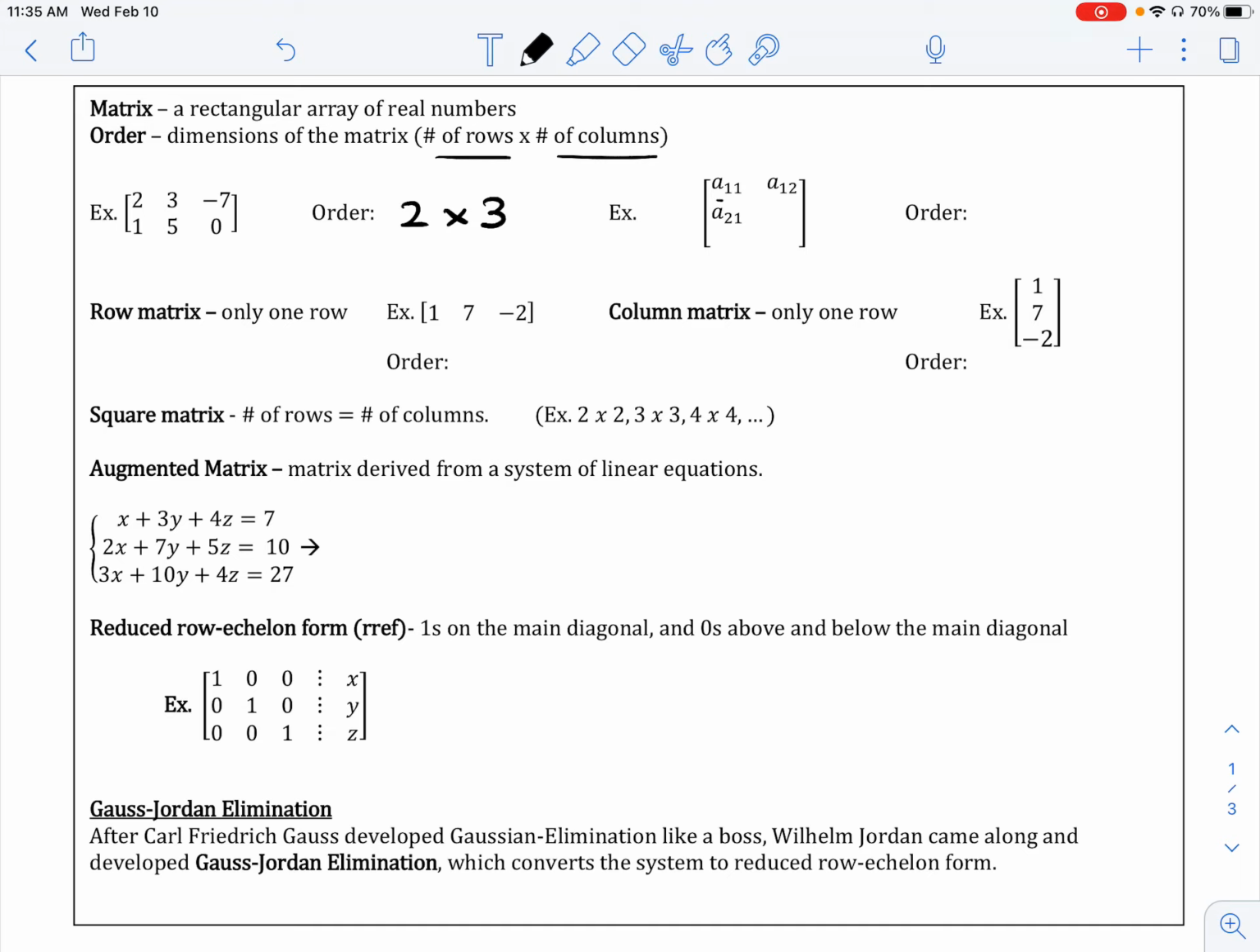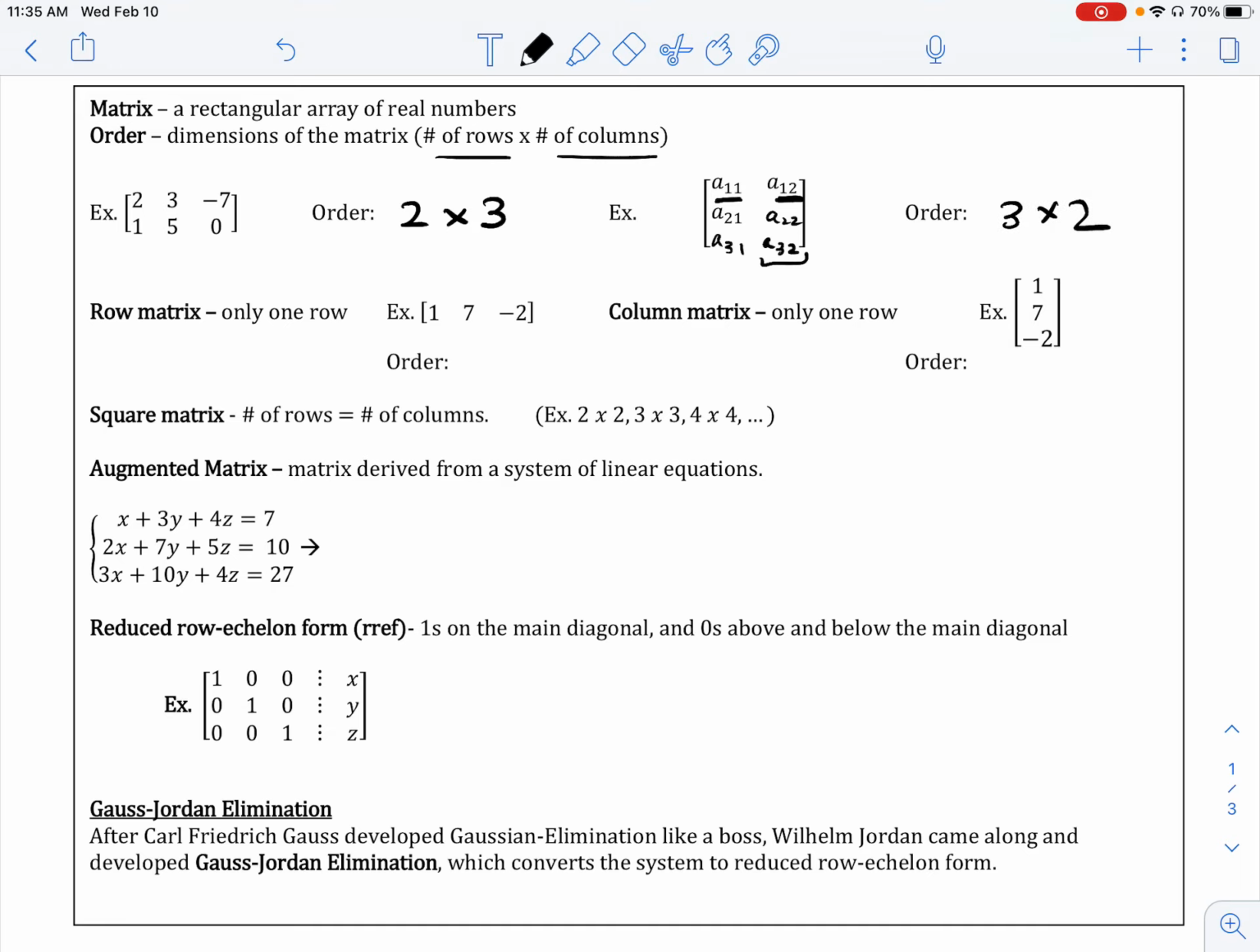So this entry is A sub 1, 1, meaning it's the entry in the first row of the first column. And this one right over here, A sub 1, 2, would be the entry in the first row of the second column. So here we can just go ahead and fill out the rest of these. We would say this is A sub 2, 2. This would be A sub 3, 1, A sub 3, 2, which again indicates that it's in the third row of the second column. Well, what is the order of this matrix? This would be a 3 by 2.